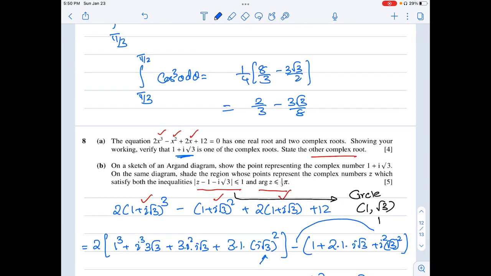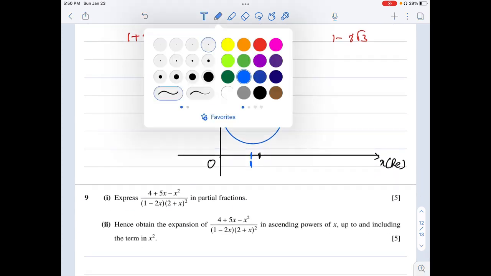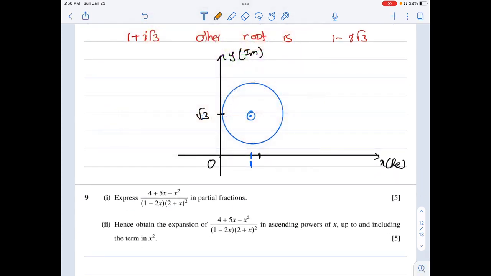And also argument of z is less than or equal to pi by 3. Argument of z means angle. If it is passing through the center, it's going to be pi by 3. So it is less than or equal to pi by 3. So what's going to be my shaded region? The shaded region should be inside the circle and below the pi by 3 line. This is going to be the answer.